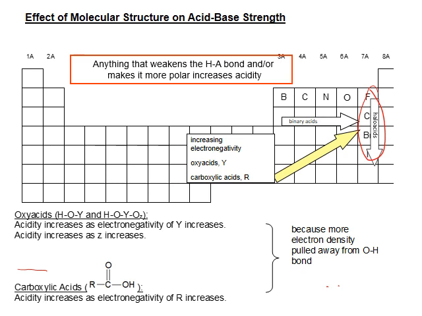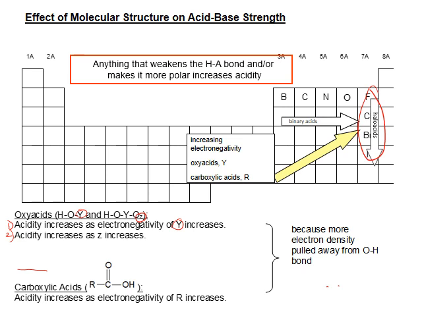Now let's look at the acidity of oxyacids. The acidity of an oxyacid will depend on two factors. Acidity will increase as the electronegativity of the central atom Y increases, and acidity will also increase as the number of oxygen atoms increases.